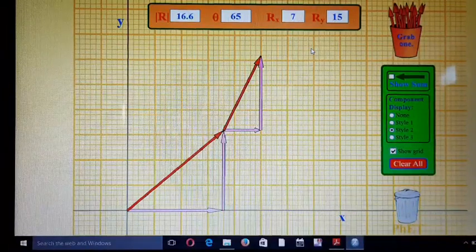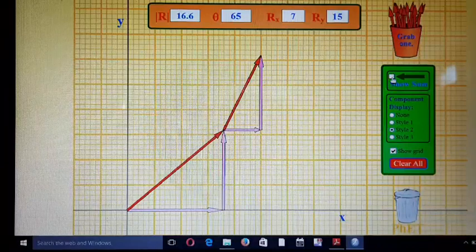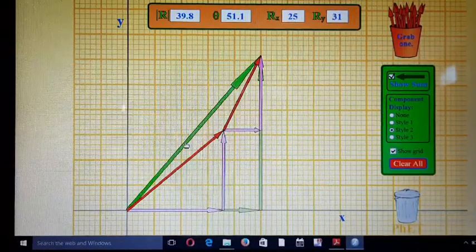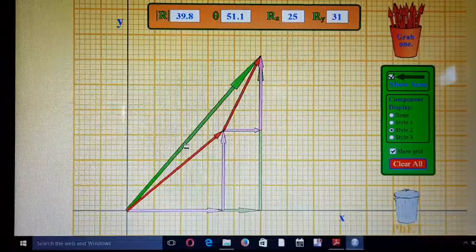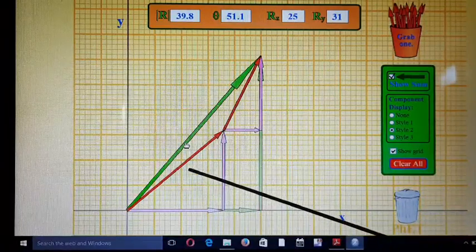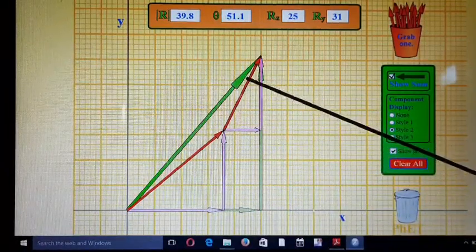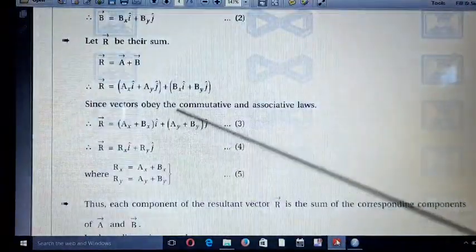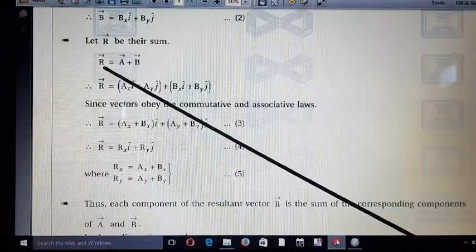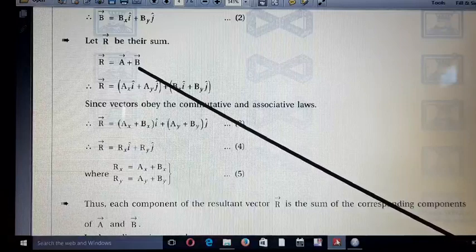Now we want to find out the total sum of these vectors. So now we draw a resultant vector. Look here, this green line is the resultant vector, means the addition of the two vectors A and B. Here, vector R is the resultant vector. But now we take the sum, means vector A plus vector B.